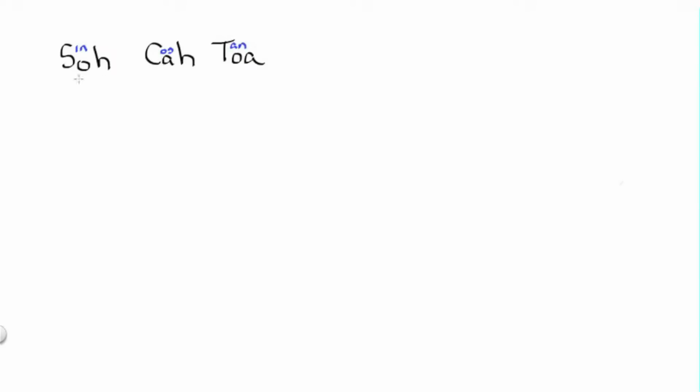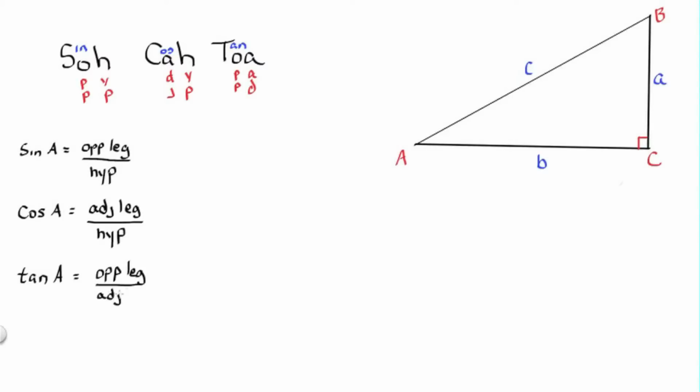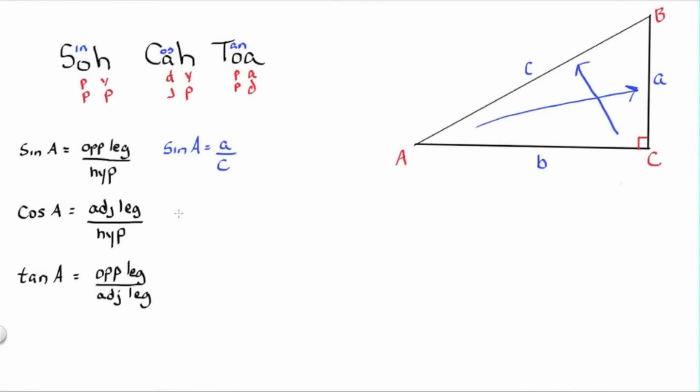Soh Cah Toa. You may want to remember this acronym, Soh Cah Toa. Sine of the angle equals the opposite leg over the hypotenuse, cosine of the angle equals the adjacent leg over hypotenuse, and the tangent of the angle equals the opposite leg over the adjacent leg.